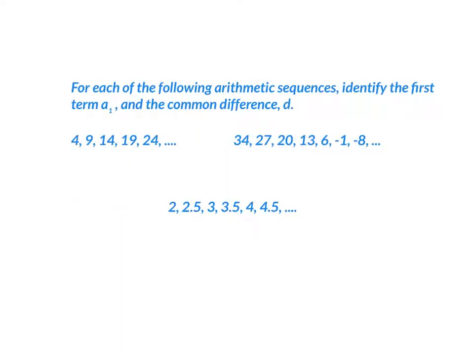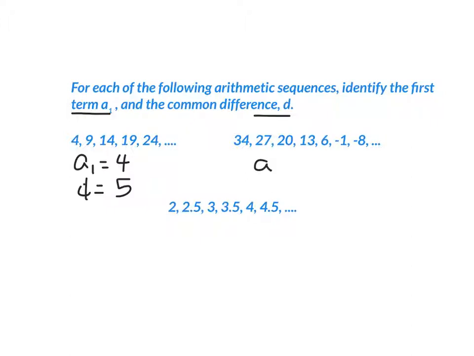So the first kind of problem you're going to see is it's going to say for each of the arithmetic sequences, just identify A1, which is the first term, and find the common difference. So A1's pretty easy. Just look in the front. First term is 4. You can always find the difference by doing the second term minus the first term. This time it's 5.